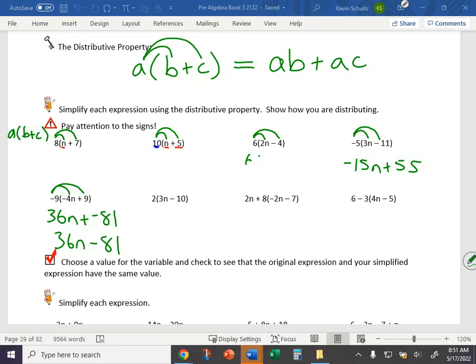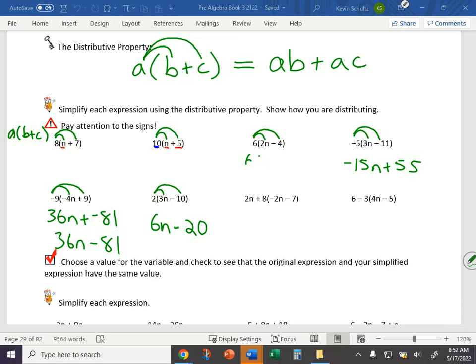The next one, 2 gets distributed into the parentheses. What'd you get? Someone new. Blake. 6n, good. 2 times 3n. Minus 20. Excellent. And it's a minus 20 because it's 2 times a negative 10. That coefficient on the outside gets multiplied by each term on the inside. Can you wait till we go over the next two? Just because they add a little bit of a twist.